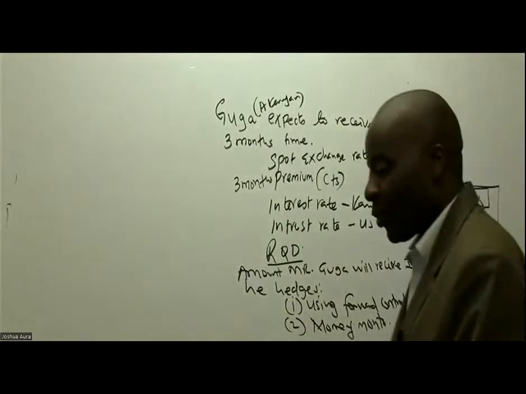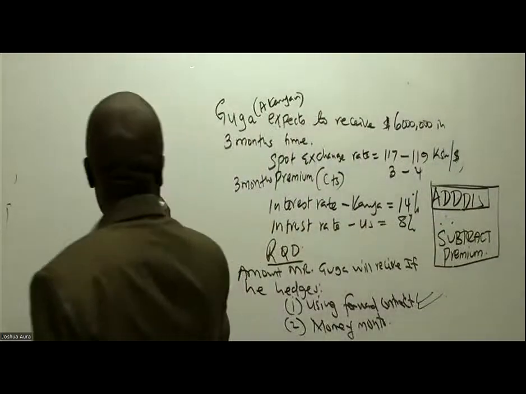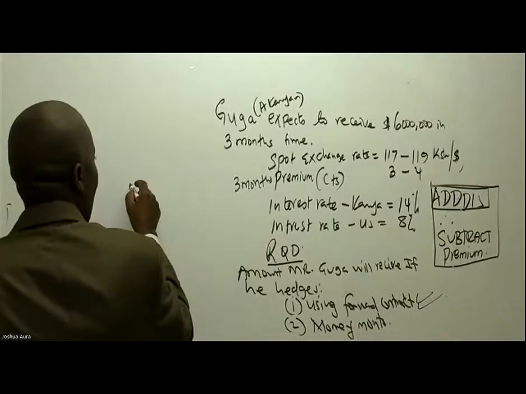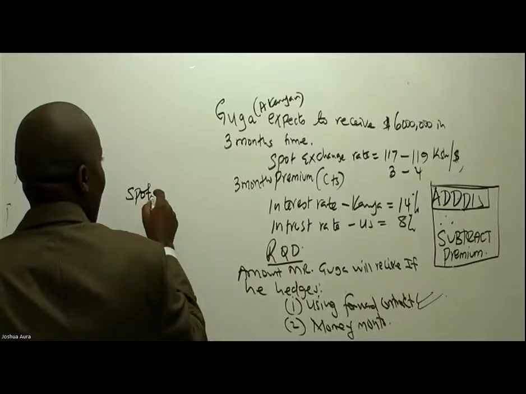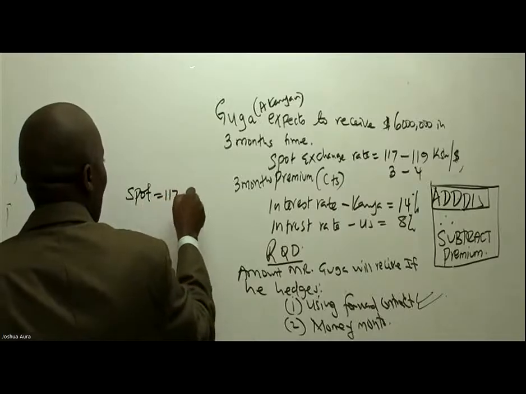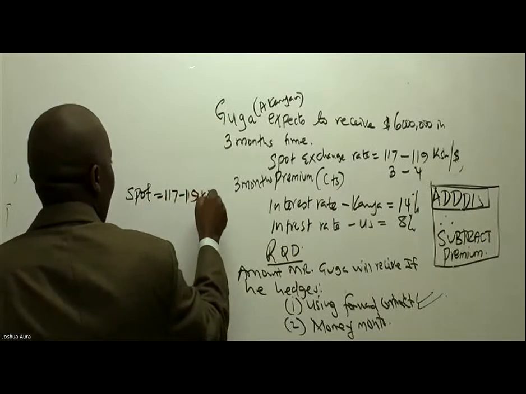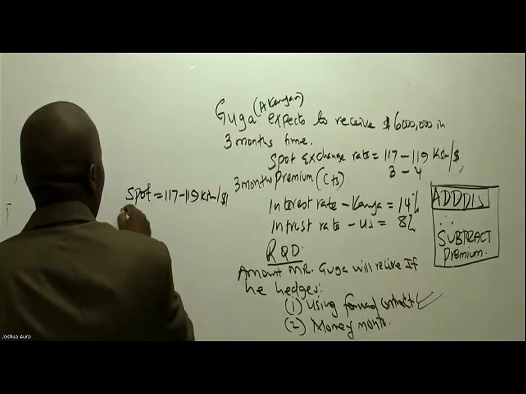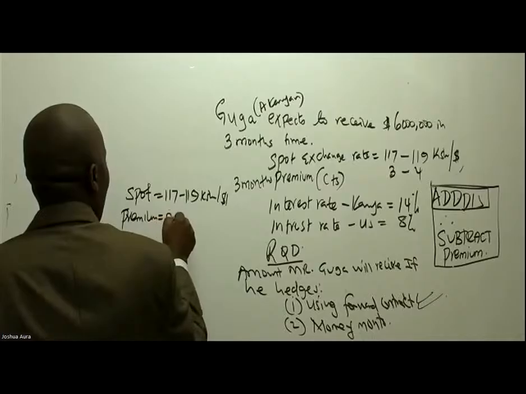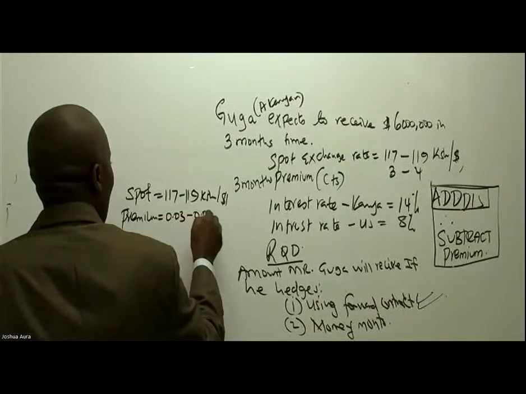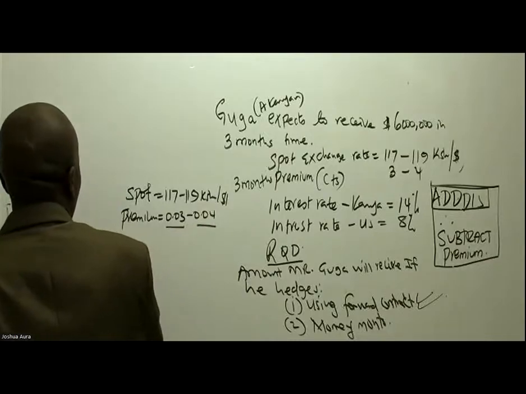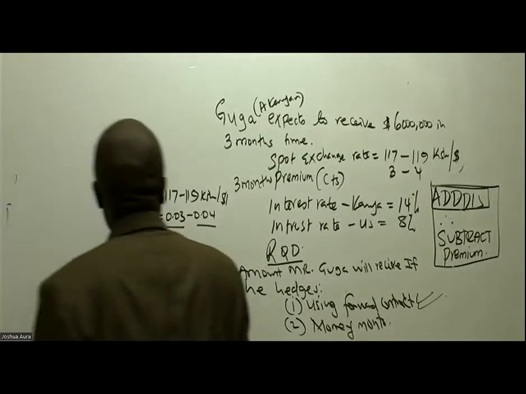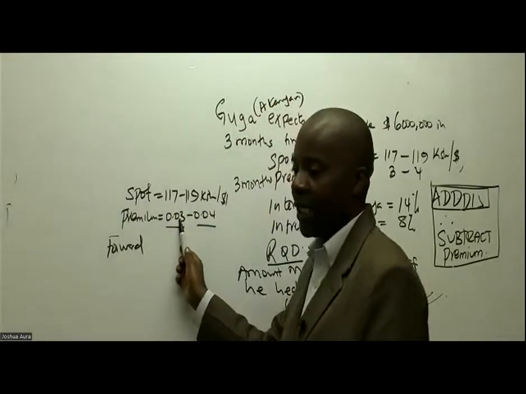So premium, we are subtracting. Here we have our spot, which is 117 to 119 Kenya shillings per dollar. And then we have our premium, which is 0.03 to 0.04. So we are subtracting now to be able to get the forward. Could you kindly give me this forward, 117 minus this?